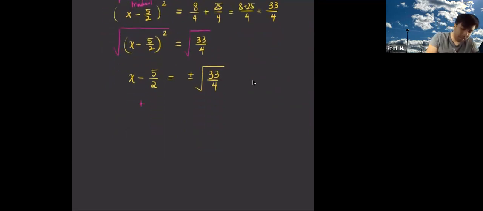Add 5 halves on both sides. I get that x is equal to 5 halves plus or minus the square root of 33 over 4.